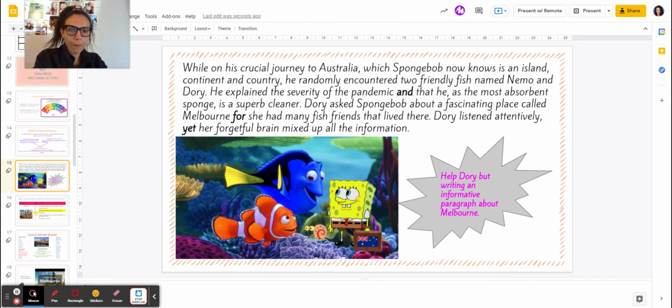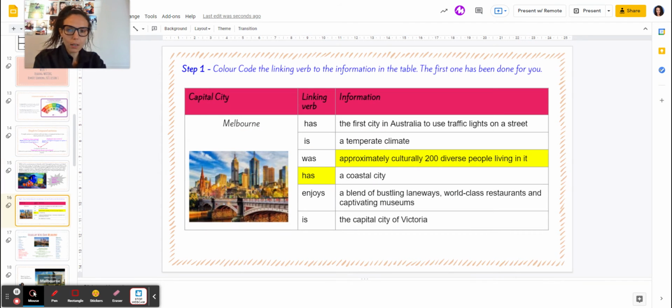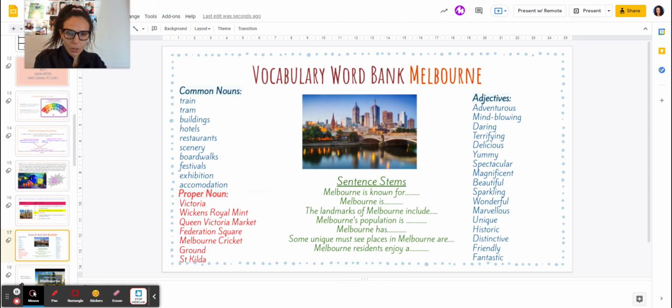Help Dory write an informative paragraph about Melbourne. The first thing you need to do is ensure that you're understanding the purpose of linking verbs. Thank you to the majority of you that are doing this extremely well. So I want you to use this information here about, for example, the culture, about coastal cities, anything that you can see here that can help you, and write it in your informative text. Please use these sentence starters. I want to see an informative paragraph, okay?